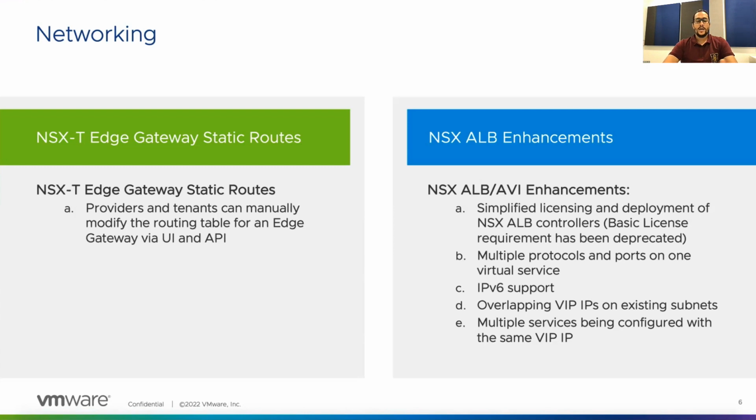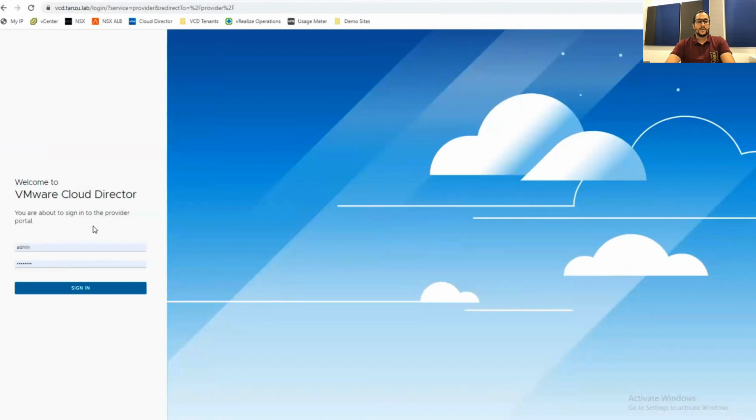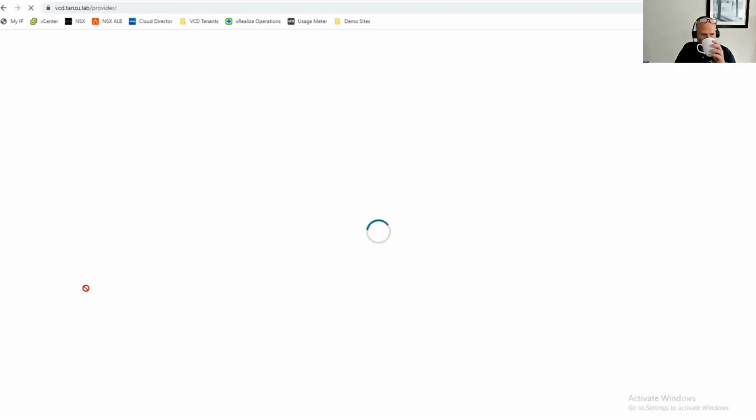And then while I'm on the lab screen, I'll talk about the licensing stuff of NSX ALB and other parameters. All right. So from a lab's perspective, I'm here in the VCD 10.4 lab, and I will log into the provider portal as an administrator. And then the feature we will talk about now is the static routes feature, now available under the edge gateways.